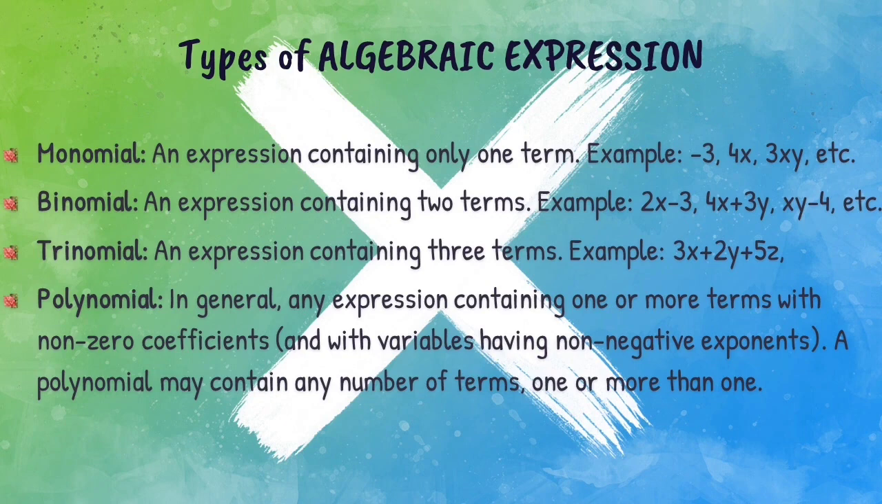Next is polynomial. In general, any expression containing one or more terms with non-zero coefficients and with variables having non-negative exponents. A polynomial may contain any number of terms, one or more than one. So a polynomial is an expression in which we have one or more terms. Here monomial, binomial, trinomial, these are all polynomials. And in polynomials, the powers are non-negative.